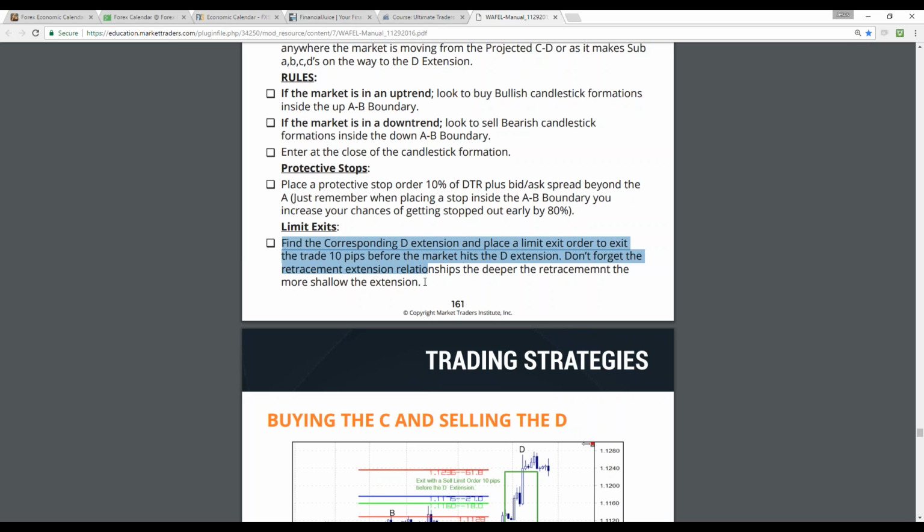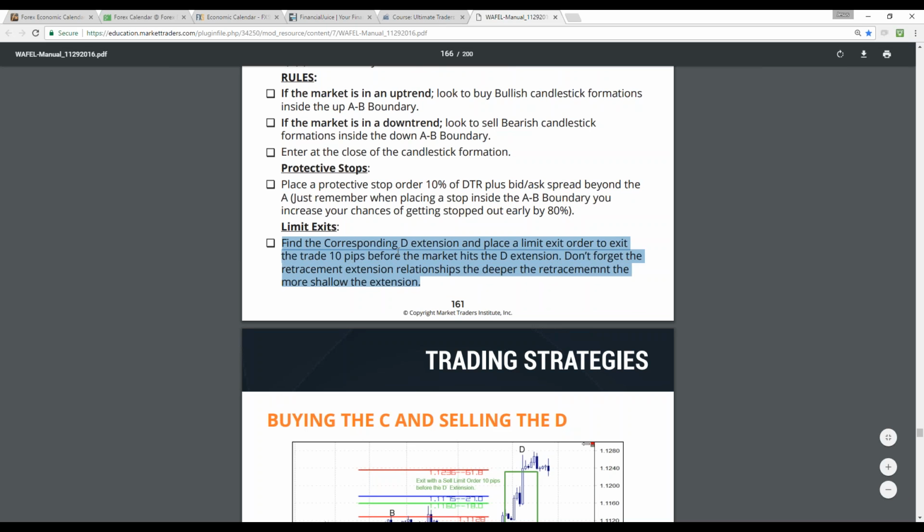Now to determine my limit, I'm going to use the same approximation that I used on strategy 2. And by that I mean I'm going to identify where the D extension is in price, and I'm going to take profit 10 pips before the market hits the D extension, which is the same approach that we used on strategy 2 in regards to the B.